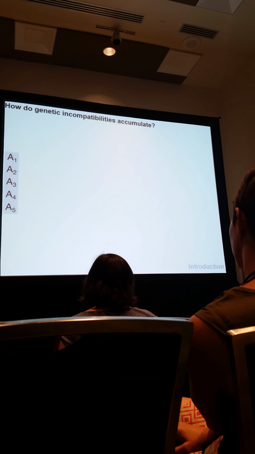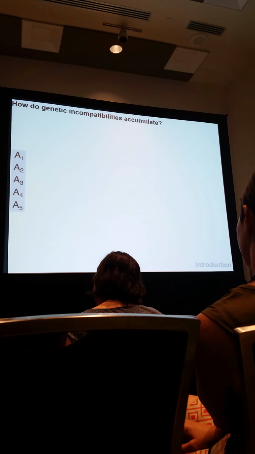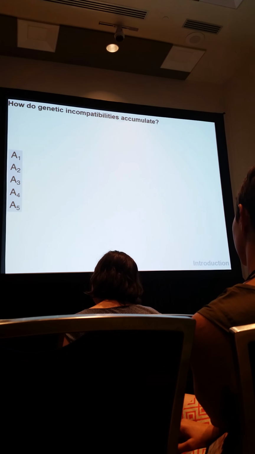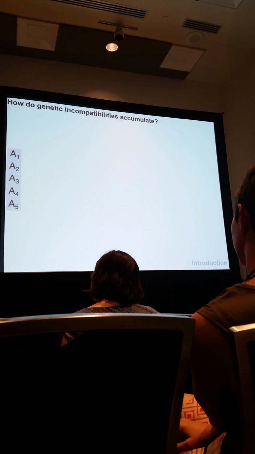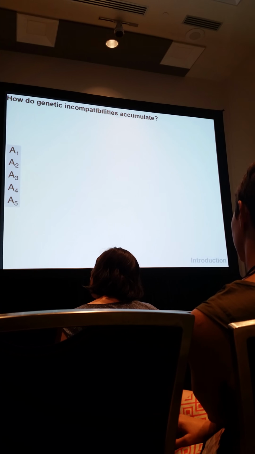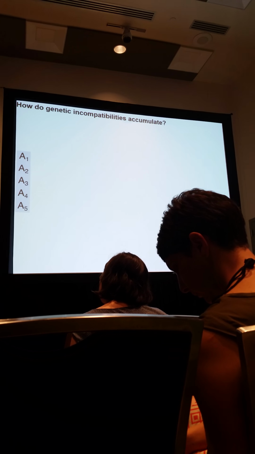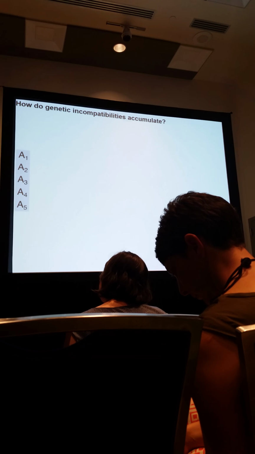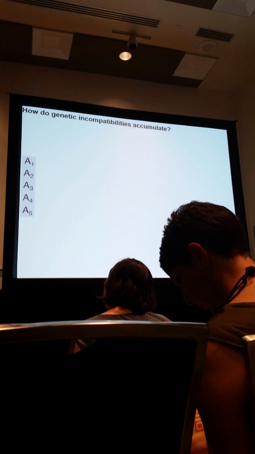Now, we know there are a lot of examples of these kinds of genetic incompatibilities in nature, mostly from Drosophila, but by now from different species other than Drosophila. But the question is, given a level of divergence between two different species, how many of these interactions would you expect to see? So we can tackle this question by using this very simple example.